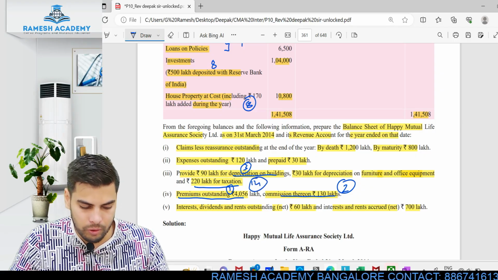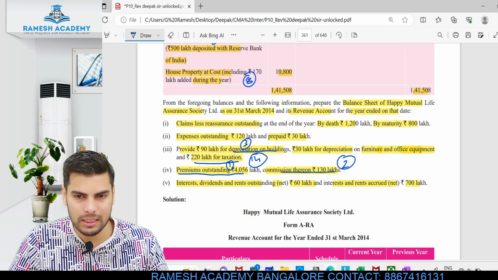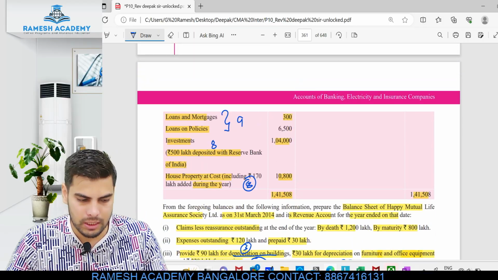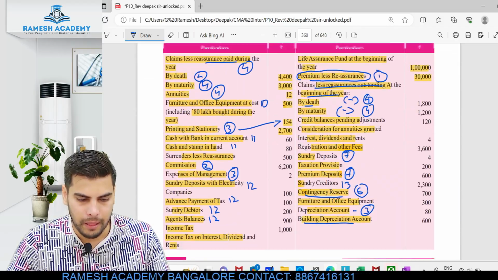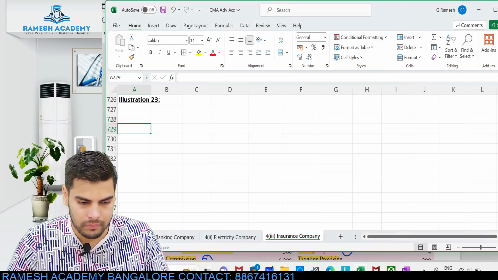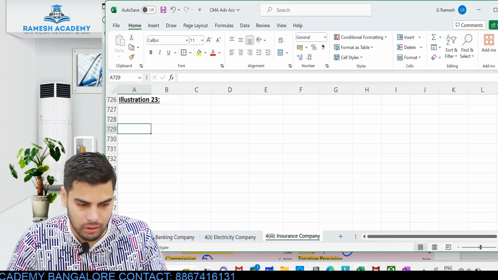And then 15 would be your miscellaneous expenditure. In this case, I don't think they have given any preliminary or miscellaneous expenditure which has not been written off yet. So fine, we'll just be solving this illustration now. This is illustration number 23.